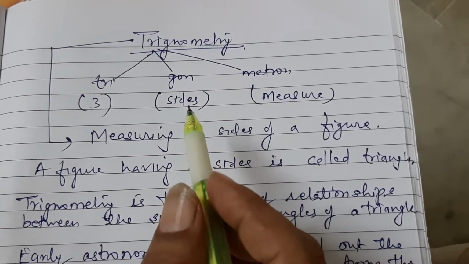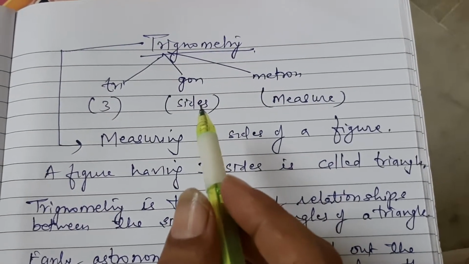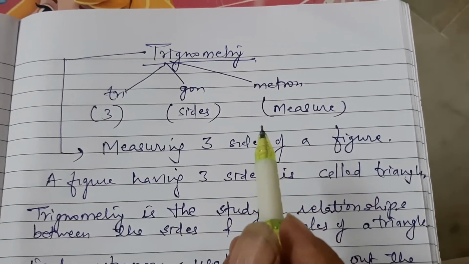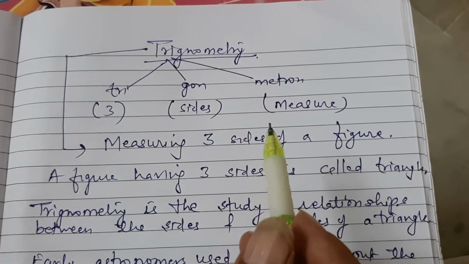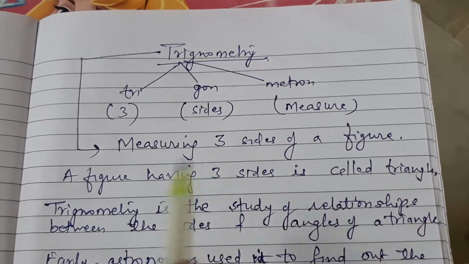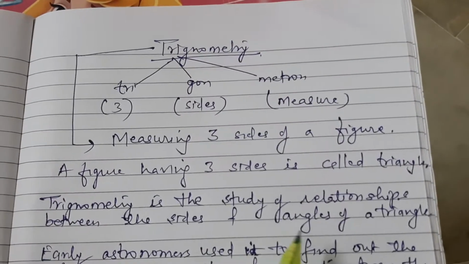Trigonometry is derived from Greek words. Tri means three, gon means side, metron means measurement. So the meaning of the word trigonometry is measuring three sides of a figure. Do you know a figure having three sides is called a triangle? Trigonometry is the study of the relationship between the sides and angles of a triangle.